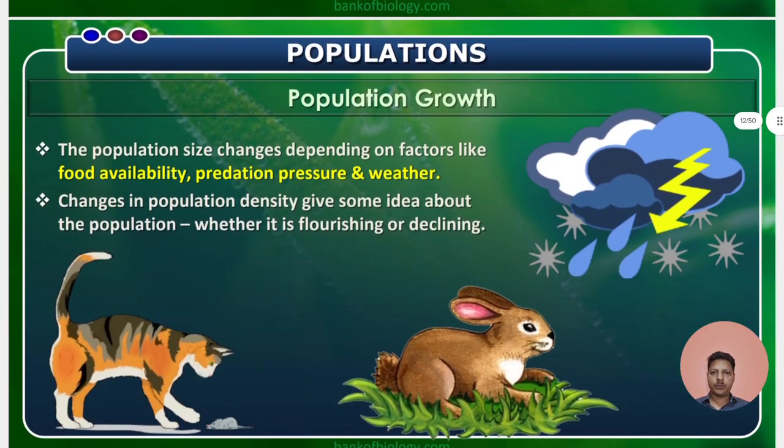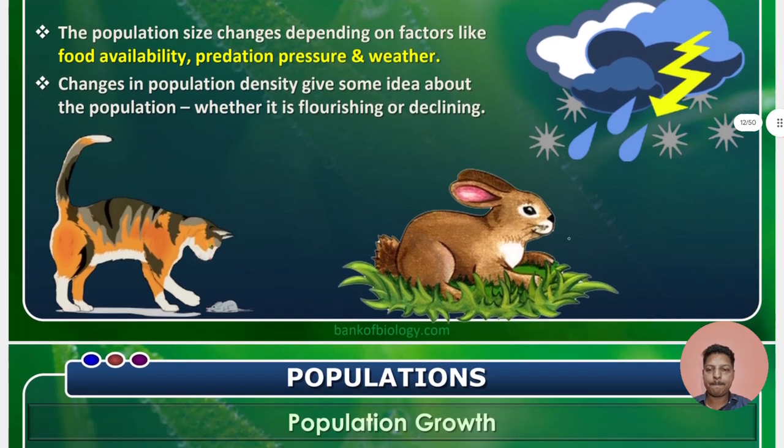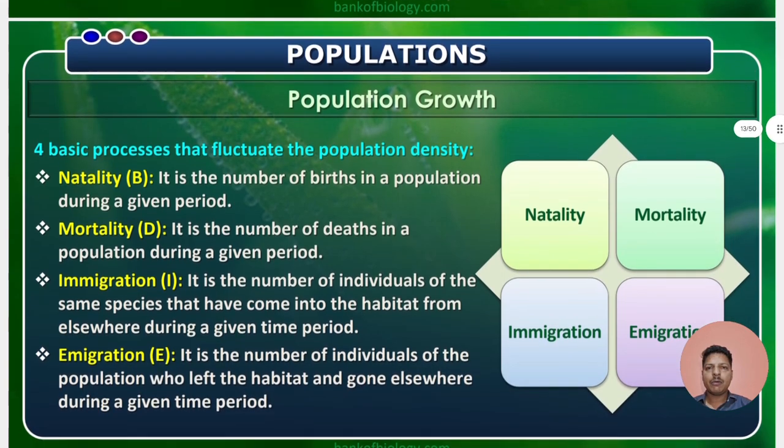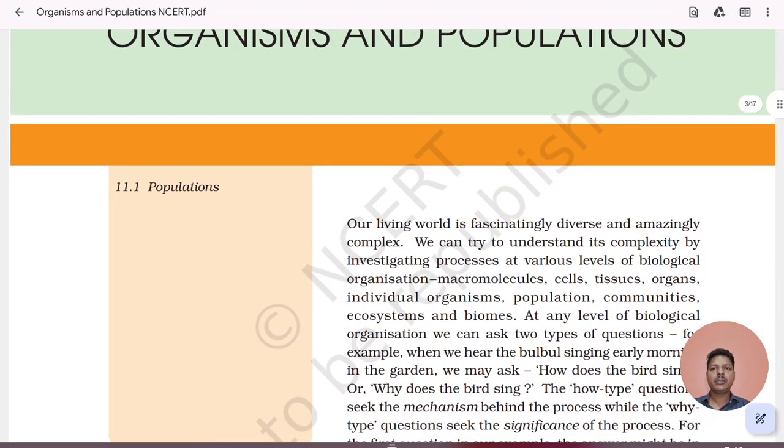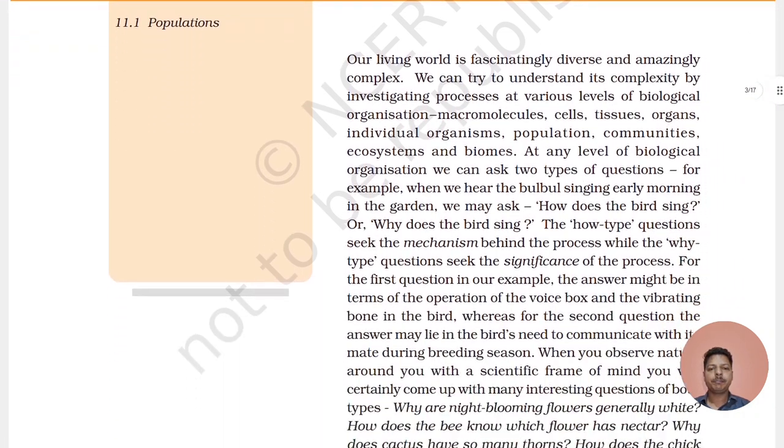Next is population growth. The population size changes depending on factors like food availability, predation pressure and weather. Changes in population density give some idea about the population, whether it is flourishing or declining. Before starting population growth, let's see what the NCERT says about this chapter here.